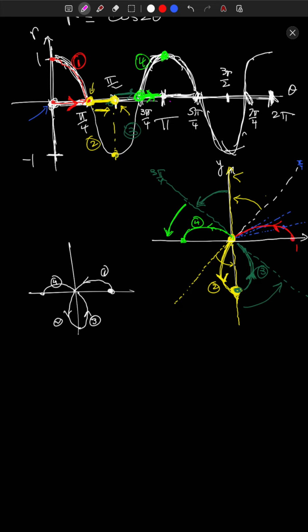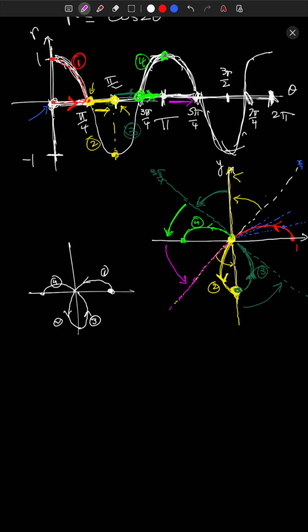So the next one is pi to 5 pi over 4. So that's represented by the region from here to there, right? Theta equals pi to theta equals 5 pi over 4. Okay. R is positive throughout this region, so we're actually going to be drawing inside that sector there, as opposed to the opposite side.